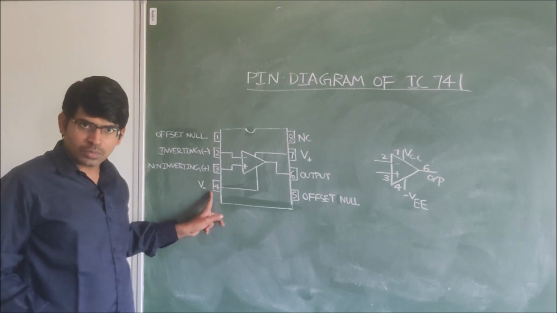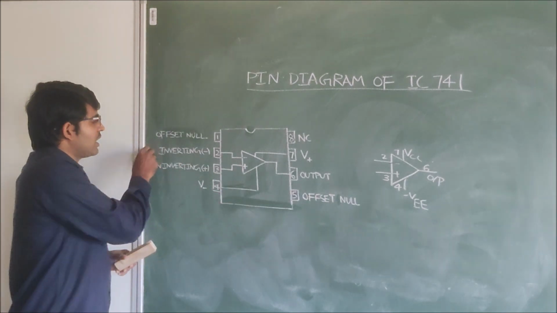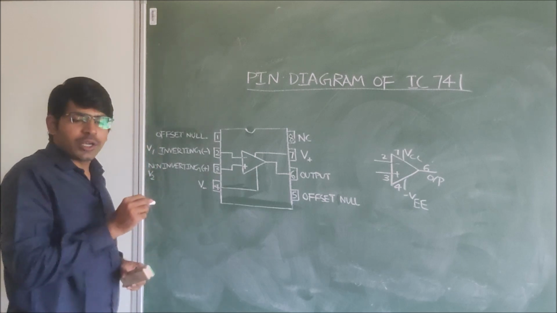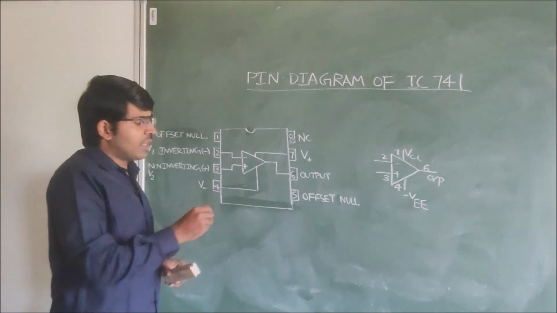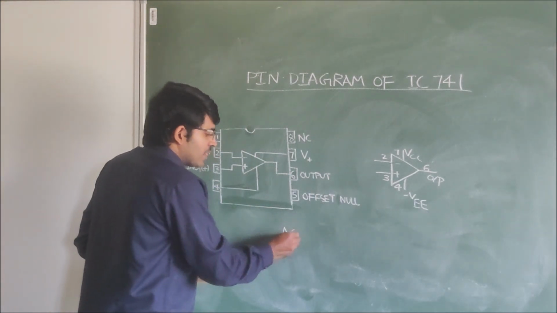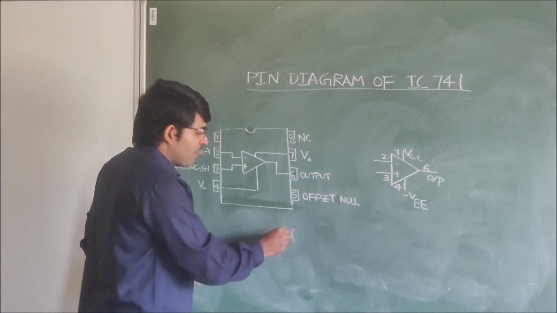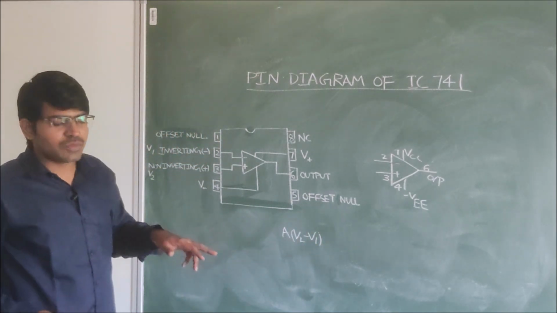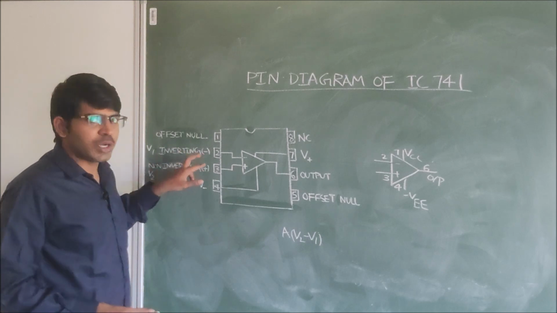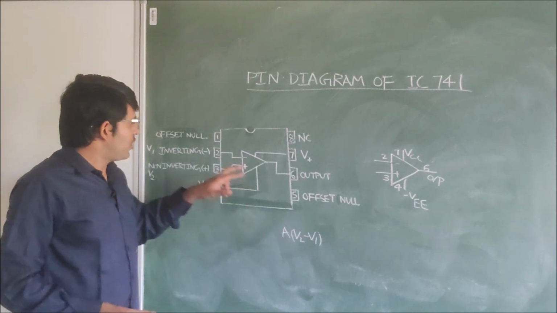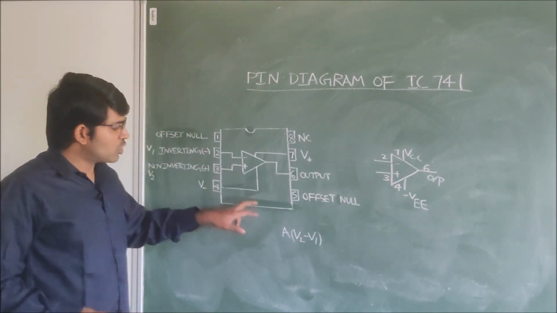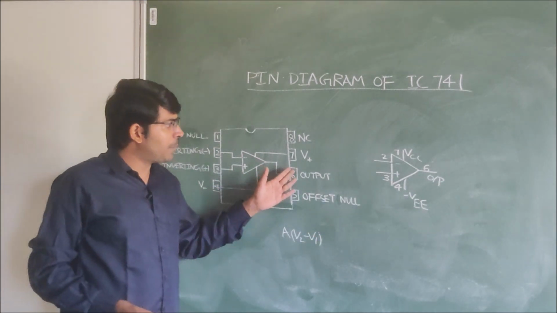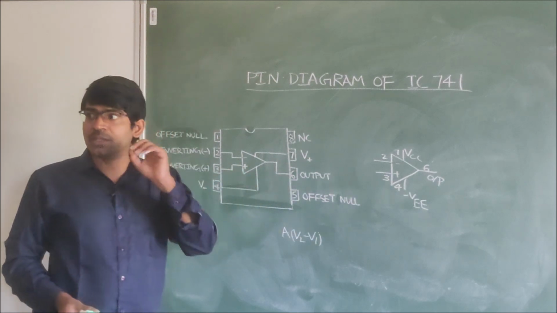So if we connect a signal V1 at the inverting terminal and V2 at the non-inverting terminal, then the output will be the gain of this operational amplifier times V2 minus V1. Why V2 minus V1? Because we have connected V2 at pin 3 and V1 at pin 2. So this is V2 minus V1. This is the output we get from pin terminal 6.